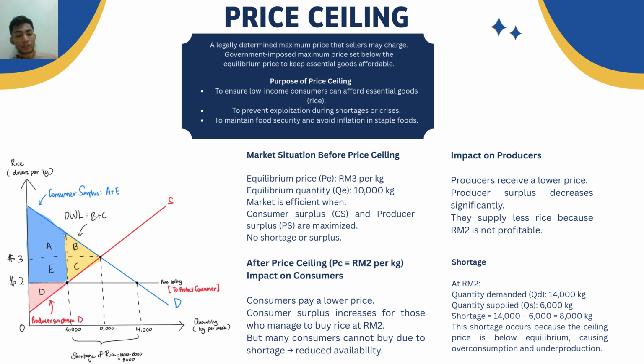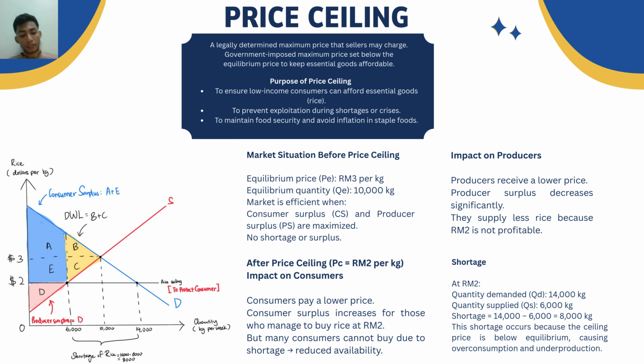Before the price ceiling is imposed, the equilibrium price is RM3 per kilogram, and the equilibrium quantity is 10,000 kilograms. At this equilibrium point, the market is efficient because consumer surplus and producer surplus are maximized and there is no shortage.